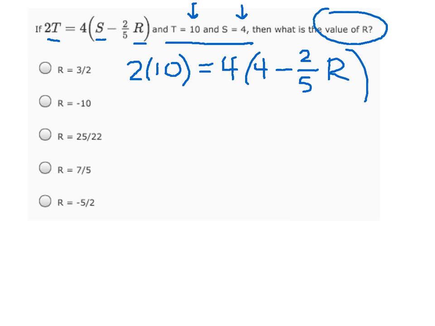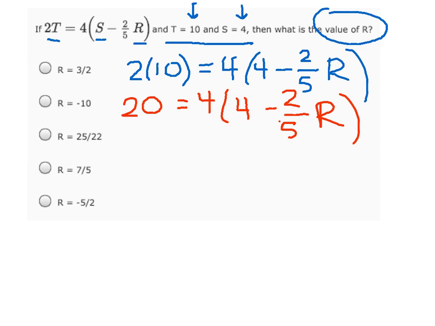On the left side of the equation, we have 2 times 10, which gives us 20. Now, continuing to simplify, on the right side of the equation, we have 4 times the quantity of 4 minus 2/5 r. So the first thing we want to do is to simplify out with this 4. So since we're multiplying the quantity by 4, the opposite operation would be to divide it by 4.